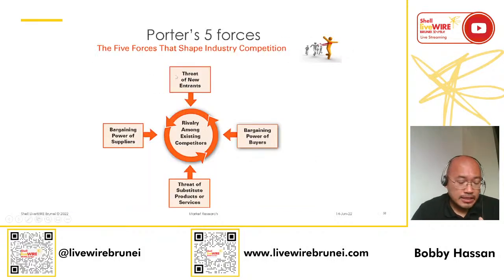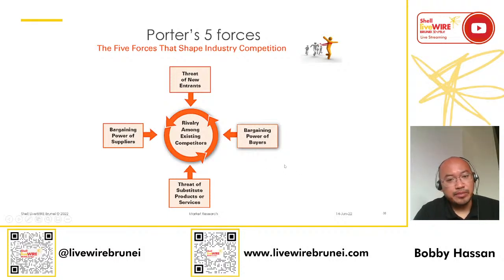Okay, next is the market factors. So there's several ways of looking at it. One of it is the Porter's 5 forces. So there are 5 aspects. So first one is obviously the competitors itself. Who are your other competitors in whatever industry that you are in, whether it's food and beverage or coaching or retail business. And then from there, you can look vertically, the threat of new entrants and threat of substitute products. So new entrants, new competitors, and then threat of substitute products, so competing products. And on the left and right is the power of suppliers and the power of buyers.